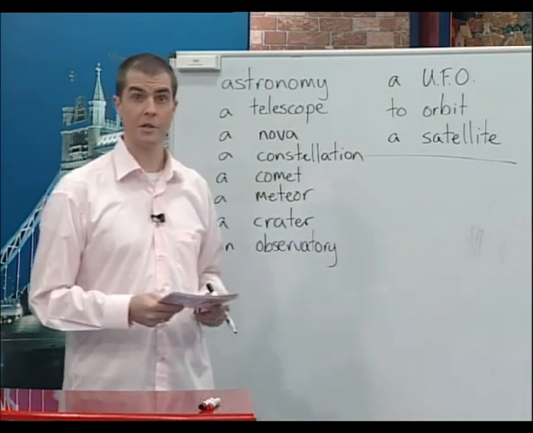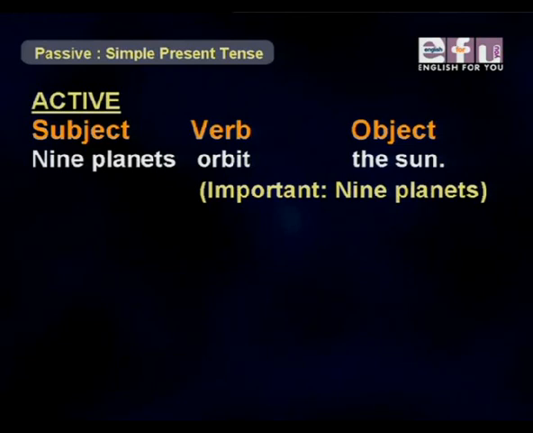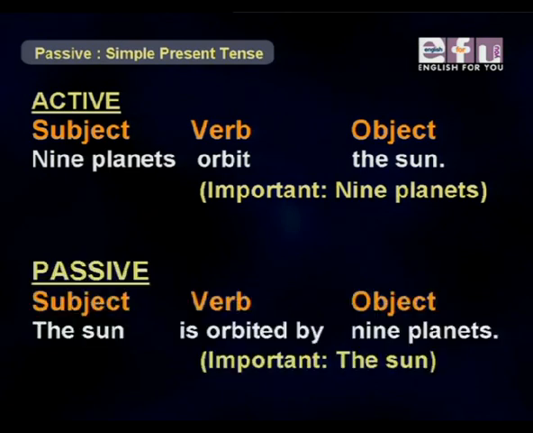Let's look at this example. 9 planets orbit the sun. Now, in this sentence, nine planets is the important part, the important thing for the sentence. In the passive voice, the sun is orbited by nine planets. So the sun is the important thing in this sentence.